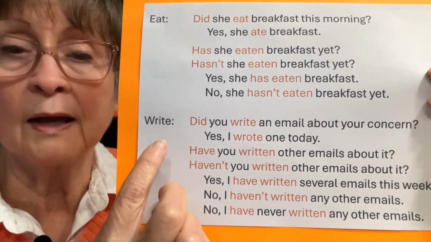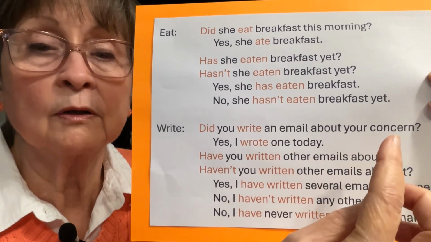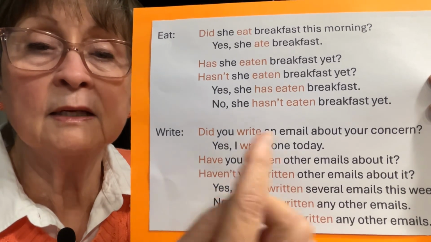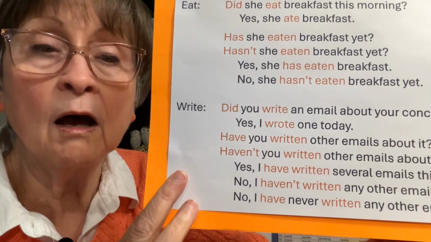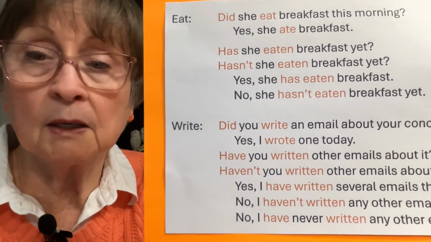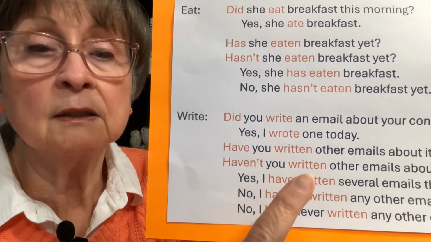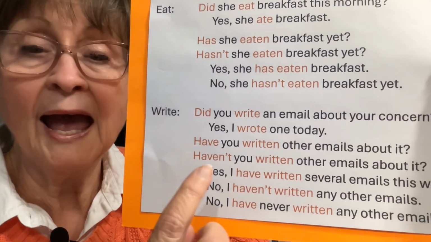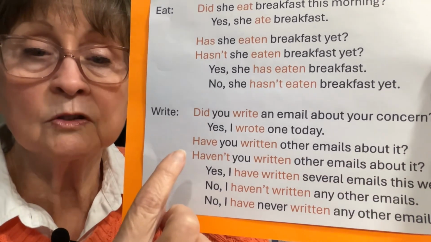Let's use the word write. Did you write an email about your concern? Yes, I wrote one today. Did write and wrote are both fourth form. Have you written other emails about it? Now I'm stretching out the time, not just one email today, but in the past for several days. Have you written other emails about it? Or I can say it in the negative way. Haven't you written other emails about it? It's really the same question.